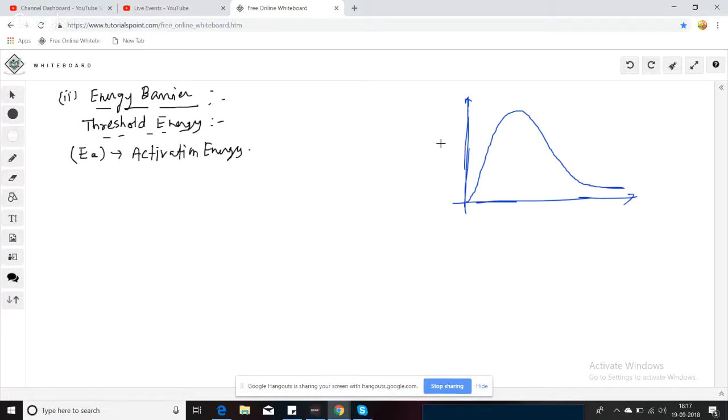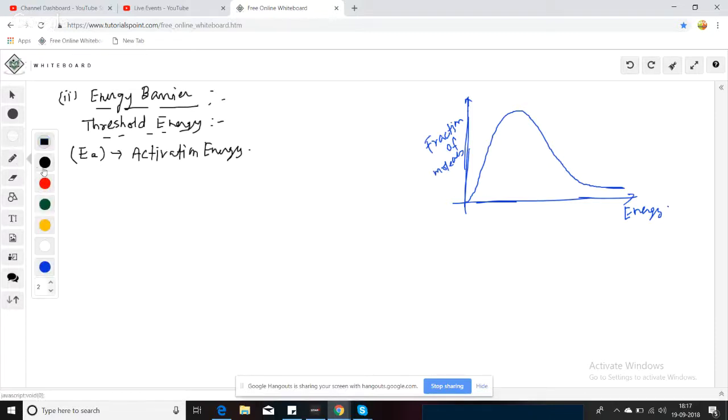Okay, on this axis, the y-axis, you write down fraction of molecules. On the x-axis you write down energy. This is the energy axis we have.